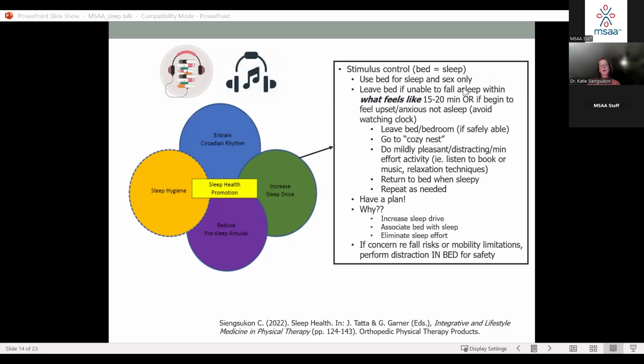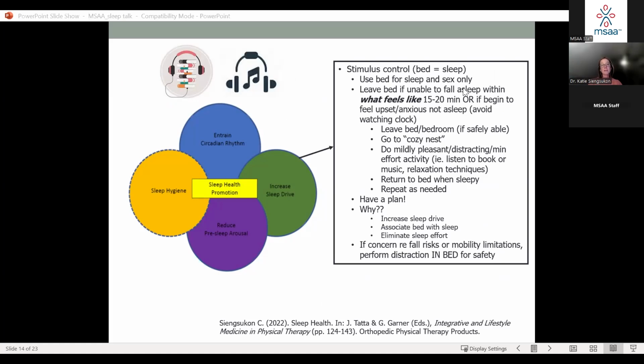And so one caveat of that, or an association of that, is what we call stimulus control. And so we want the brain to associate the bed with sleeping. We don't want the brain to associate the bed with worry, with anxiety, with watching TV, with thinking about your to-do list, with all the other things. So we really encourage people to use the bed for sleep and sex only.